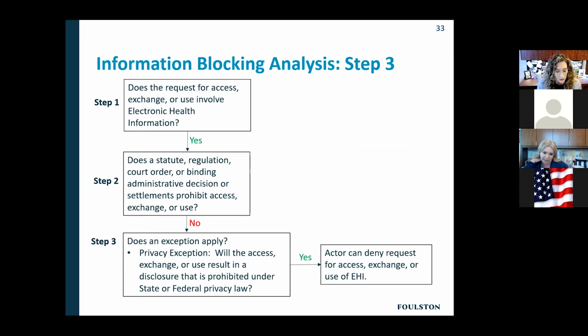All right, so the next exception we're going to take a look at would be the privacy exception. And as we're walking through these five exceptions, you don't have to walk through them in the order that we are. There's not really a right or wrong way to go through them. We've just ordered them this way for purposes of our presentation. So the privacy exception is the next one we're going to walk through.